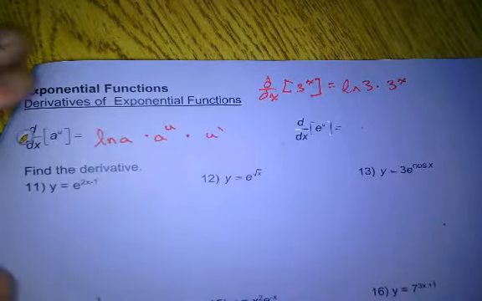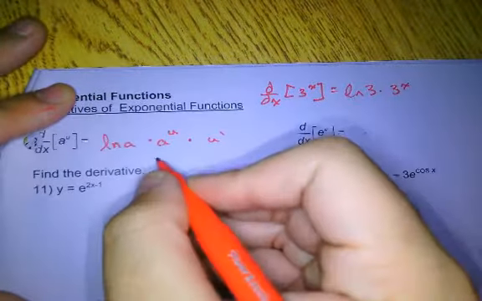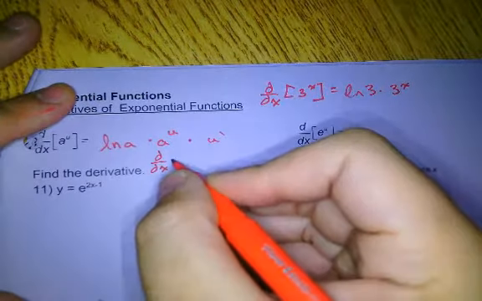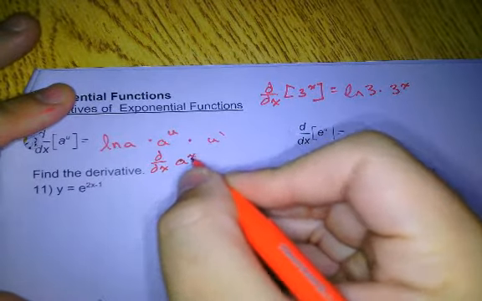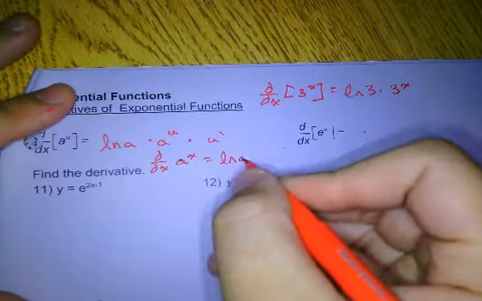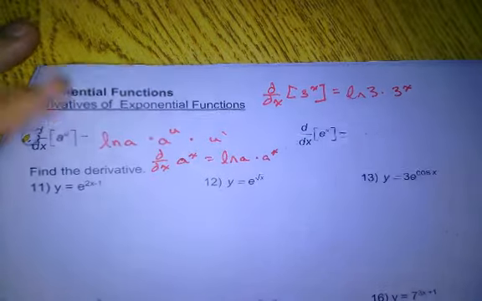Okay. The definition I like better than that is the basic stuff. So if it was like a to the x, this would be equal to ln of a times a to the x.